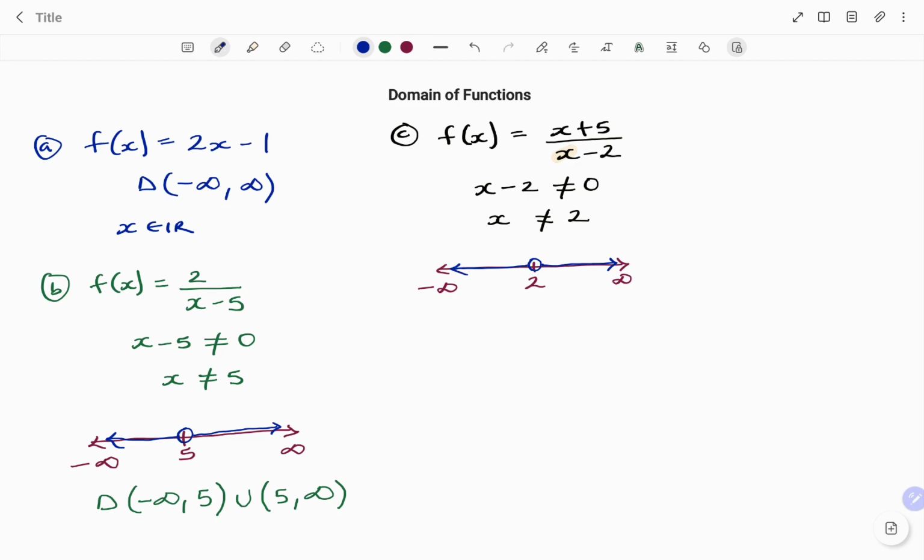And writing that in interval notation, I have my domain D to be from negative infinity to 2 but not including 2. So I have my close bracket, union of, then I start again from 2 to positive infinity. Let's look at more examples.